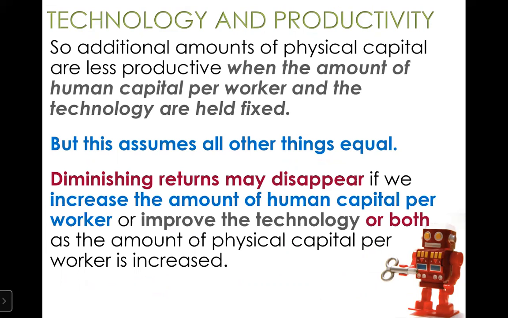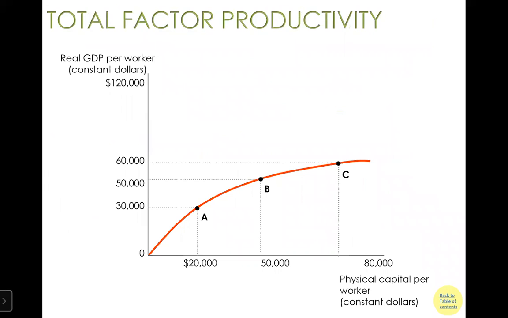All right. The diminishing return to physical capital is based on the assumption of all other things equal, meaning T is the same and human capital is fixed. So in the sense, this diminishing return may disappear if we can keep improving the amount of human capital or technology or both. Okay. So this is represented by the diagram here.